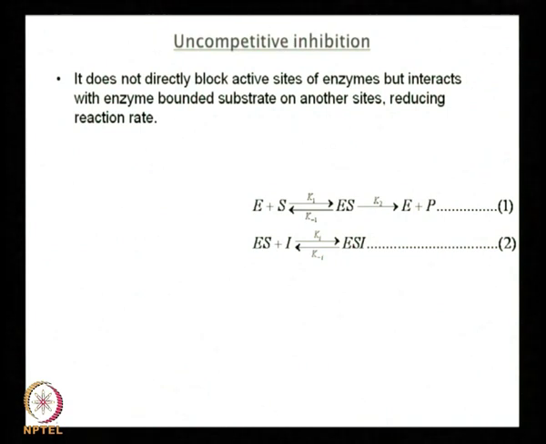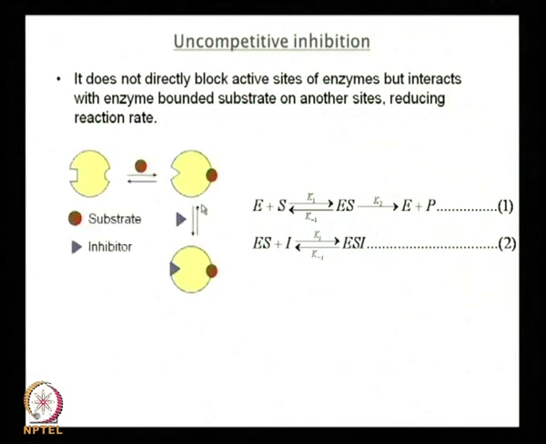For the second reaction, last time in competitive inhibition, it was E plus I giving EI, which means the inhibitor was competing with the active site. In this case, it is not competing with the active site, but is going and binding to the enzyme-substrate complex, forming some other compound ESI, which does not lead to products. So essentially it is not blocking the active site itself, but generating another complex which does not lead to product formation.